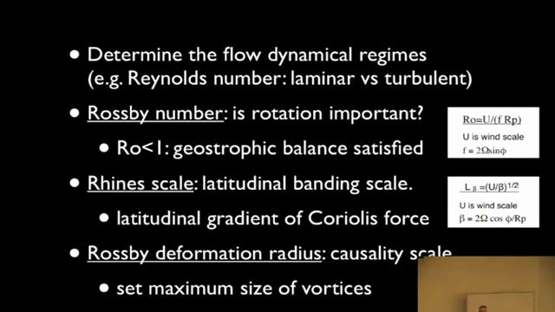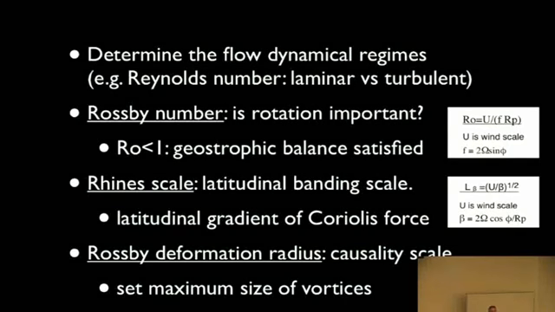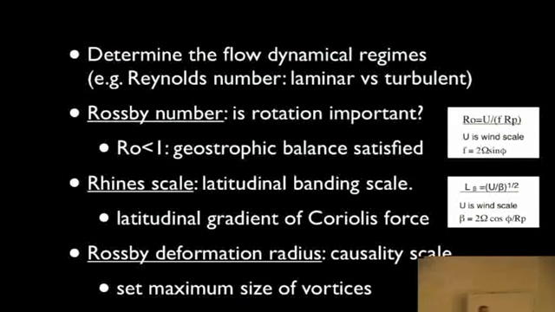Basically, it's a number that tells you how banded your circulation might be. And so that's quite a useful number to know about. And then the other interesting number that will tell you something about the dynamics of the flow is this Rossby deformation radius. It plays a very important role in various things, actually. For instance, you can look at it as sort of a causality scale.